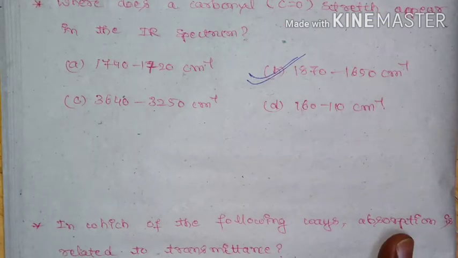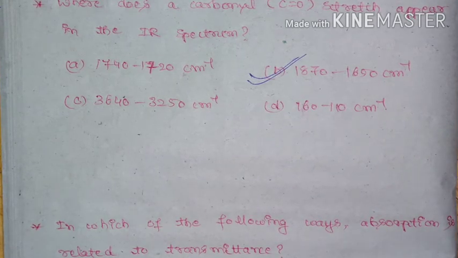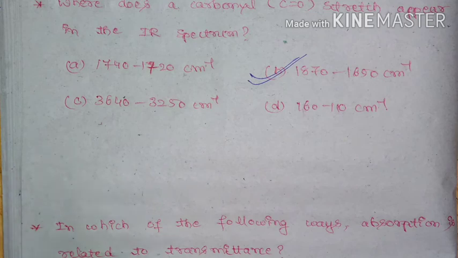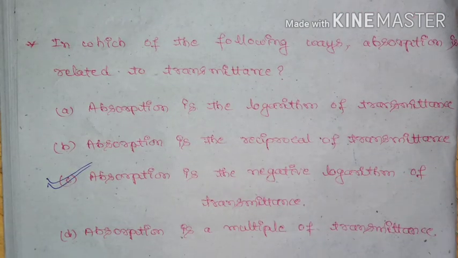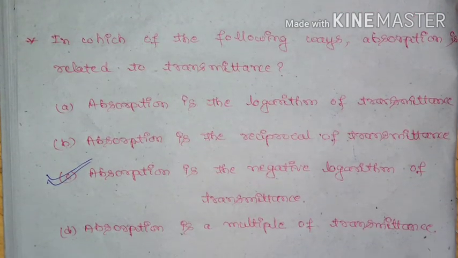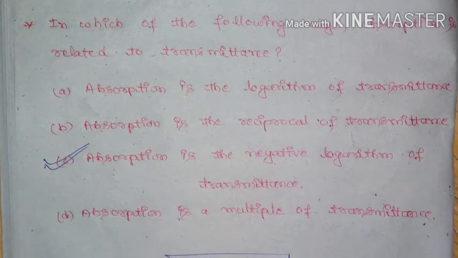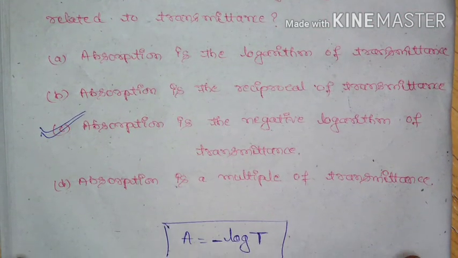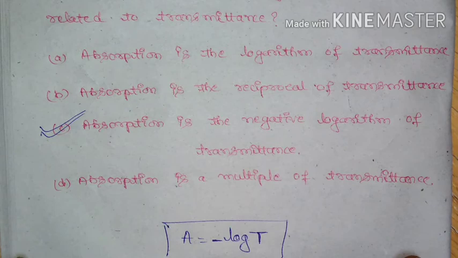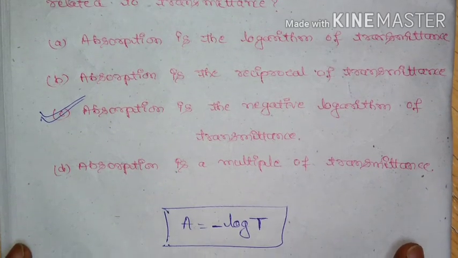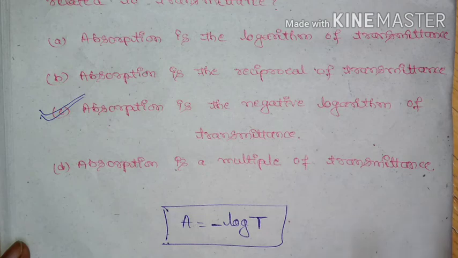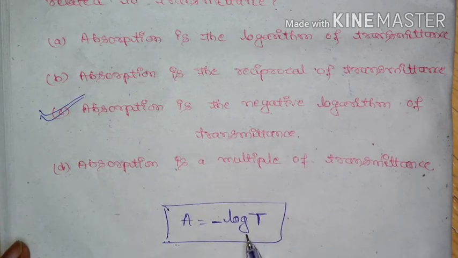Question: where does a carbonyl stretching appear in the IR spectrum? Carbonyl stretching appears in the IR spectrum in the range from 1870 to 1650 per centimeter. Next, in which of the following ways is absorption related to transmittance? The correct option is, absorption is the negative logarithm of transmittance. So we can relate absorption to transmittance as A is equal to negative log T.